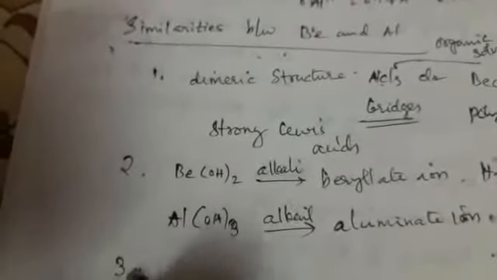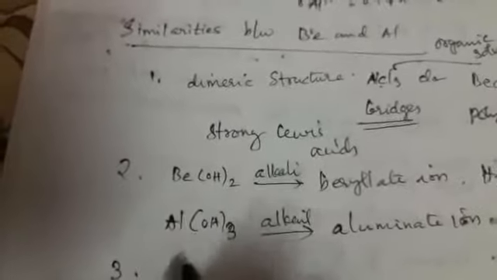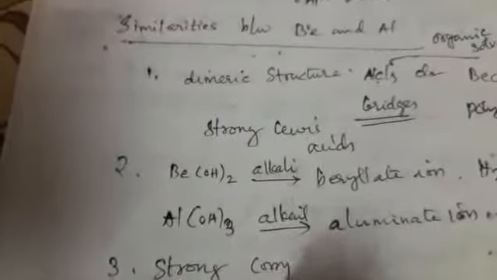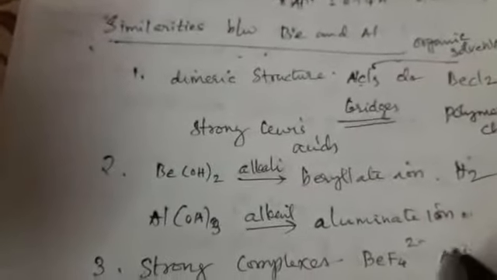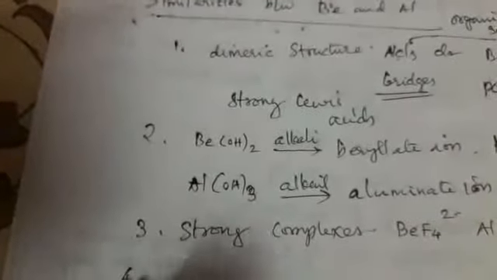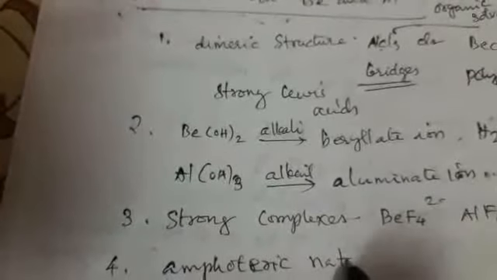Go to the third point. Beryllium and aluminium have a strong tendency to form complexes. Example, BeF4 2- and AlF6 3-. Fourth point, both beryllium and aluminium hydroxides have amphoteric nature.